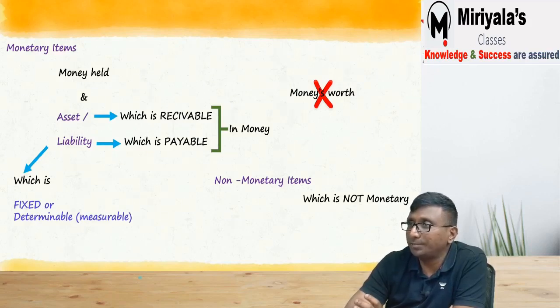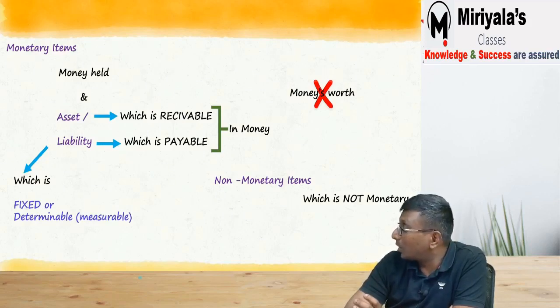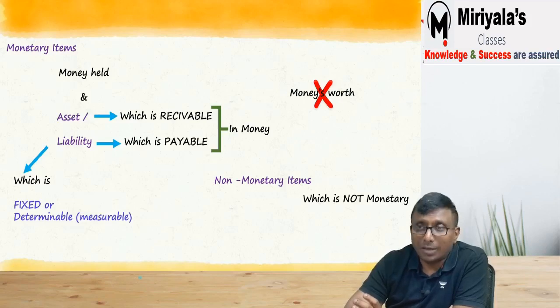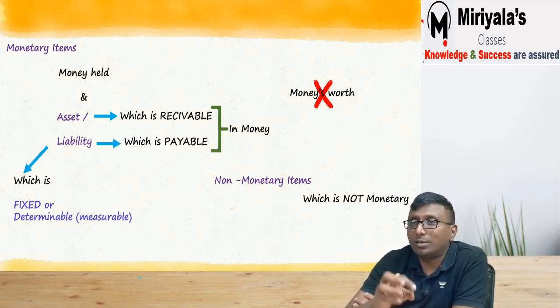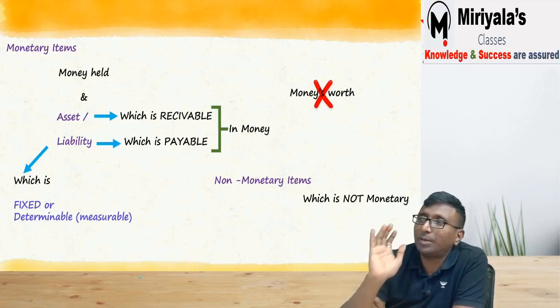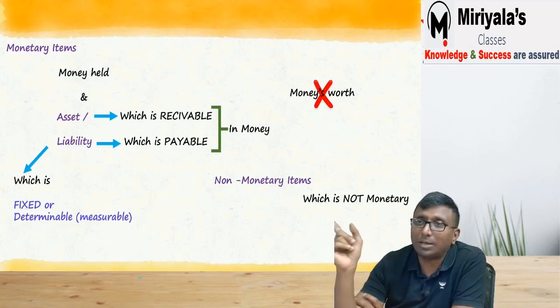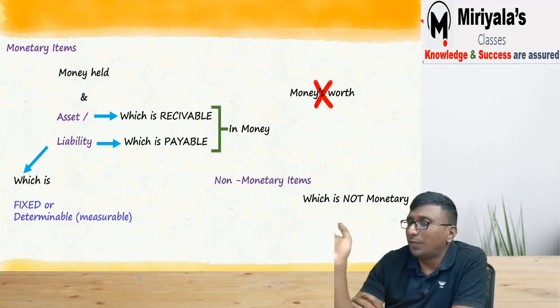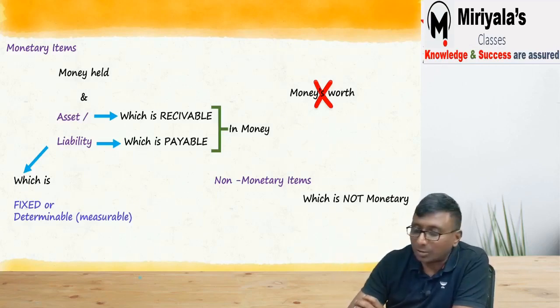Shall we try? Tell me, my dear, first, along with me, say it once. What is a monetary item? Money held, and an asset or liability which is receivable or payable in terms of money. That's all. Not money's worth. If fixed or determinable and all, forget about it.